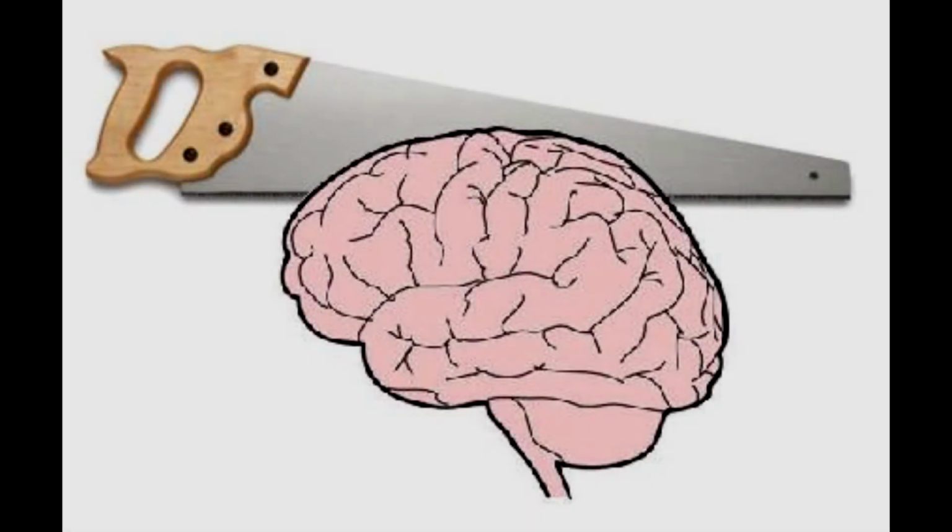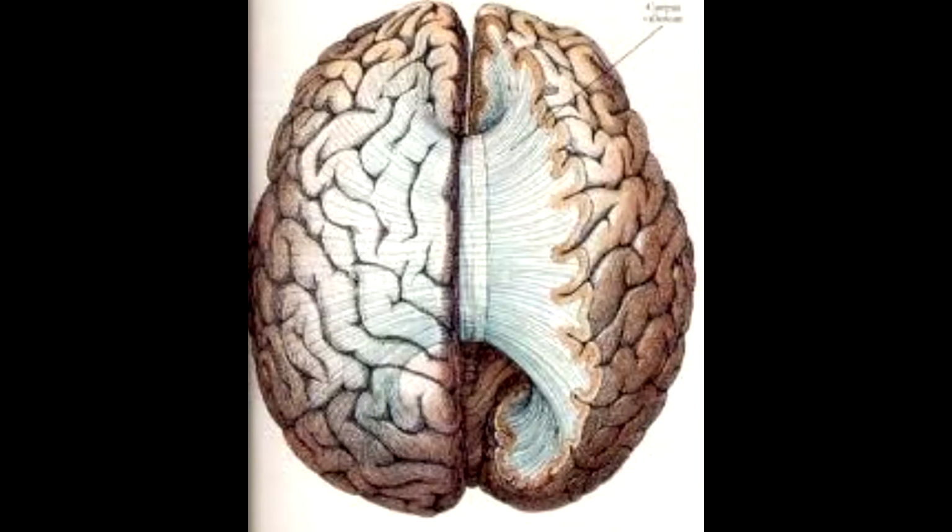Last but not least, we will be discussing the topic of split brain research. When your brain is split in two, by cutting the corpus callosum, your body loses the ability to communicate between both hemispheres of your brain, resulting in two different minds.